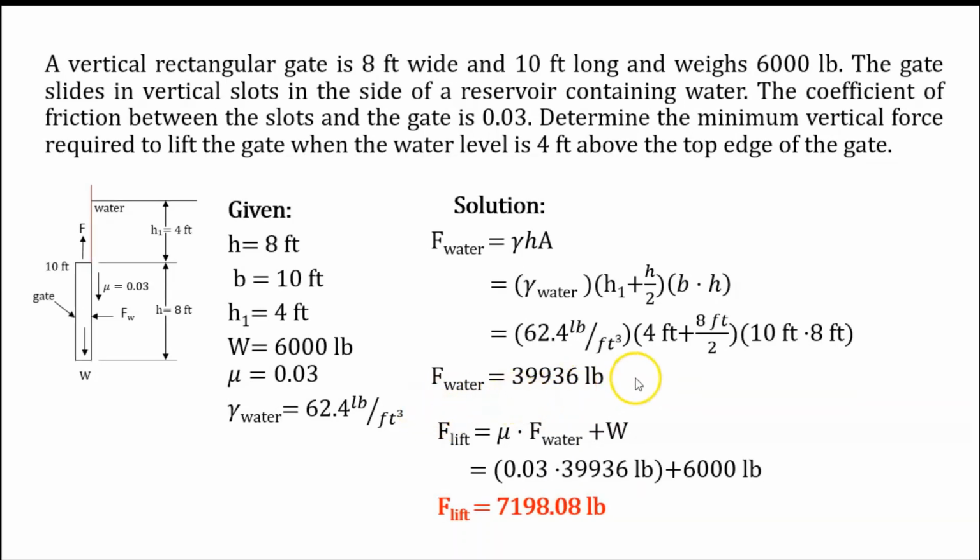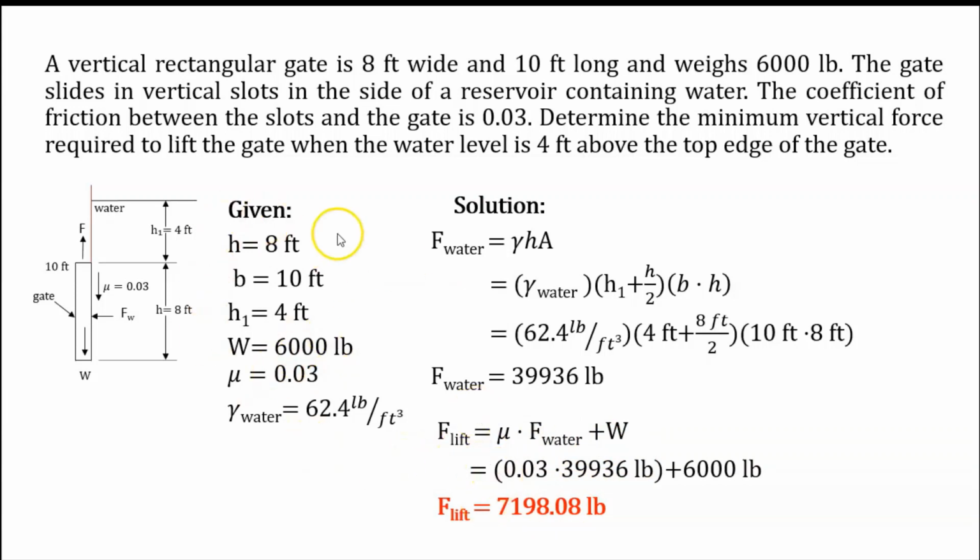Since we now have the force of the water applied on the gate, we can now find the minimum vertical force required to lift the gate. So we will use this formula. Force is equal to mu, wherein this is the coefficient of friction, multiplied by the force applied by the water, plus the weight of the gate.